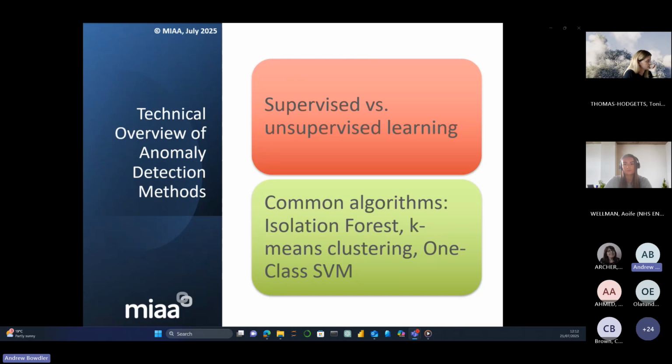Now, I won't dive too deep into the technical side, but I do want to give you a sense of how this works. There are two main ways anomaly detection can be applied. In supervised learning, the system is trained with examples of what normal looks like, so it can recognize anything unusual. Unsupervised learning, on the other hand, doesn't need pre-labeled data. Instead, it detects patterns that deviate from the expected without being told what normal looks like. For us, this means anomaly detection systems can be flexible and adapt to the wide variety of financial data the NHS generates.